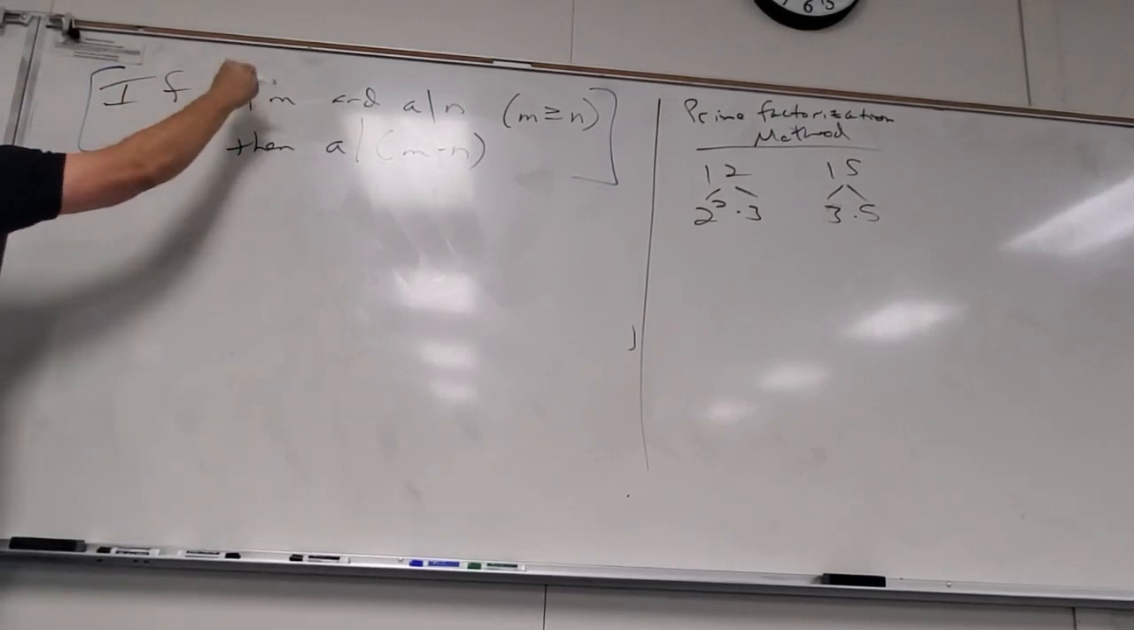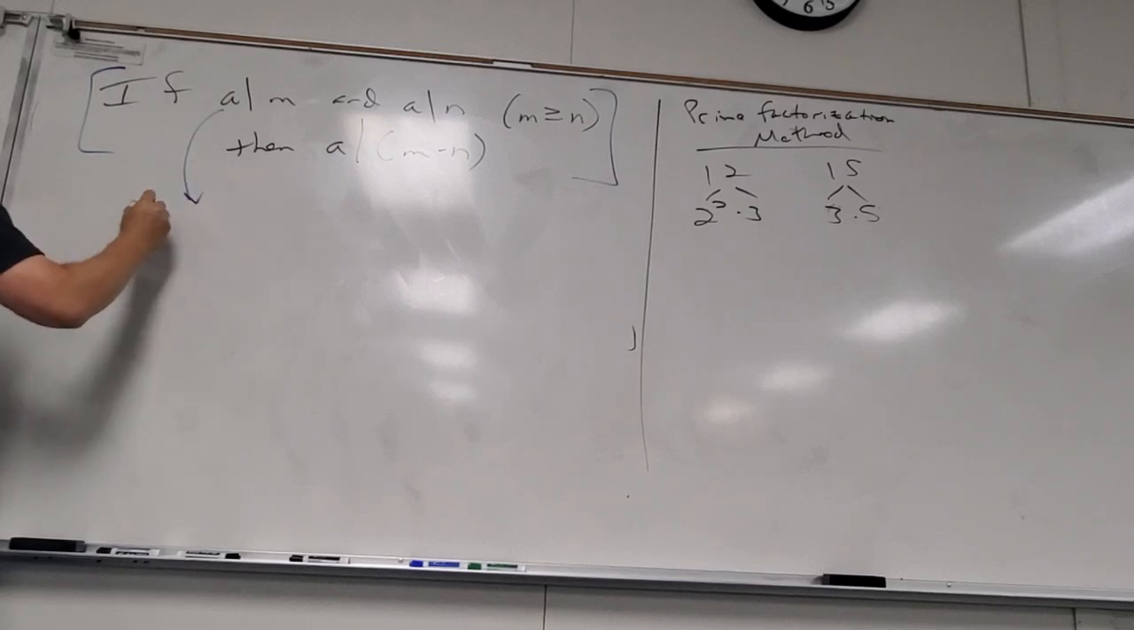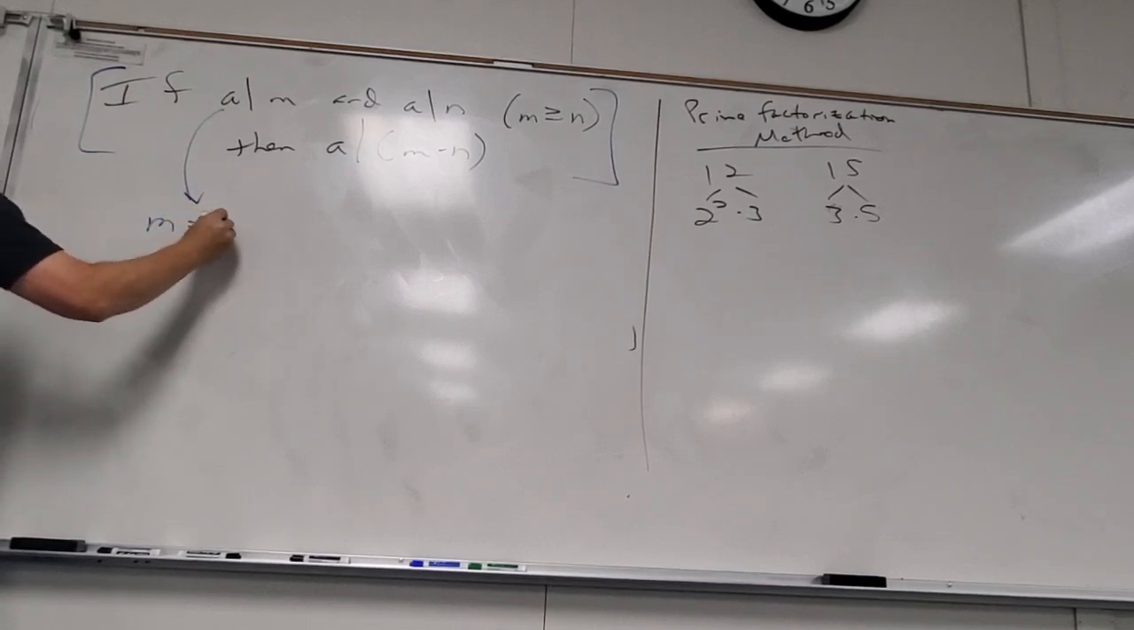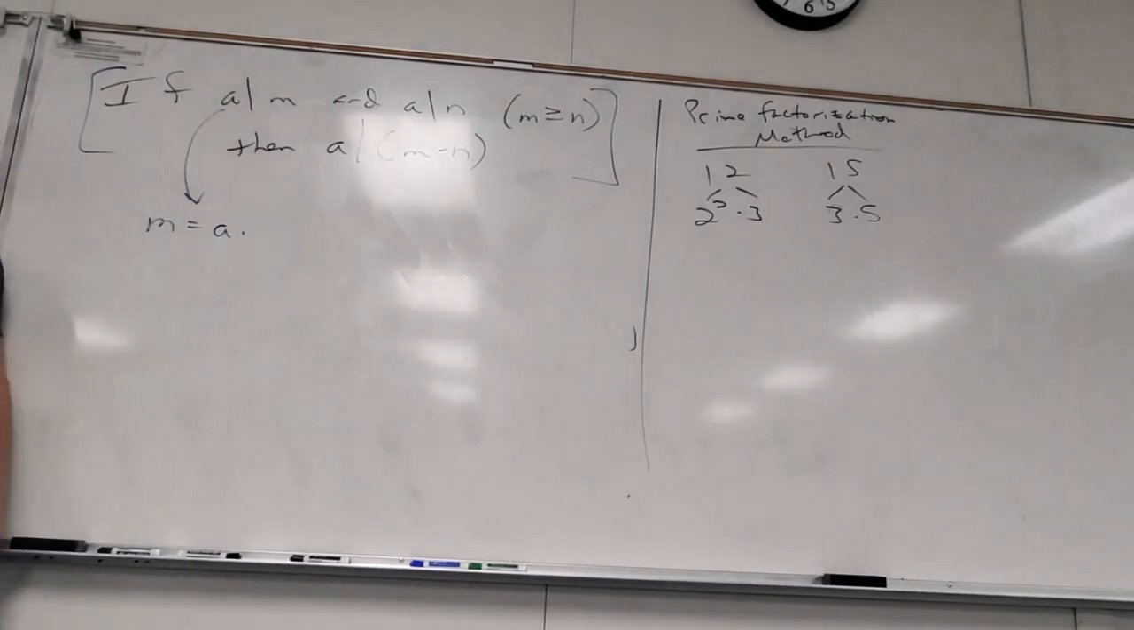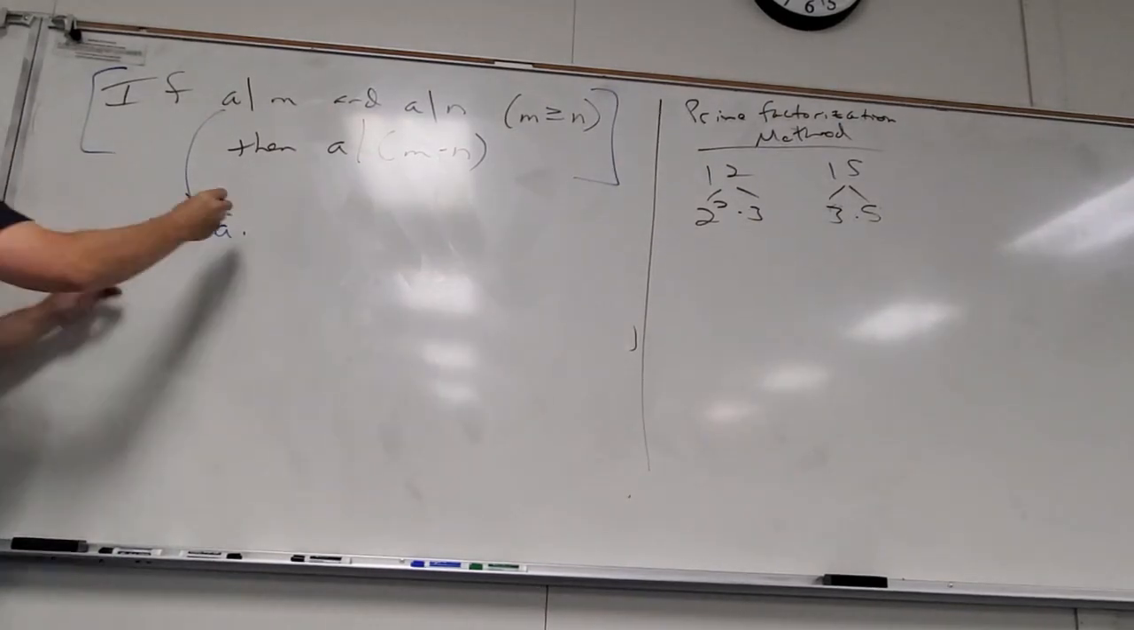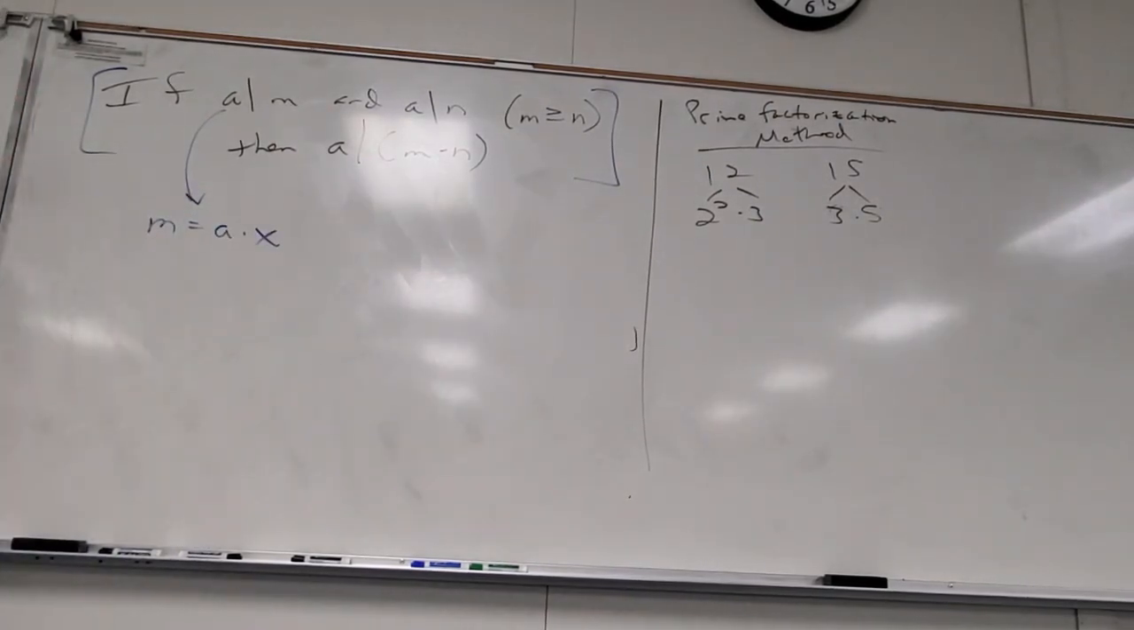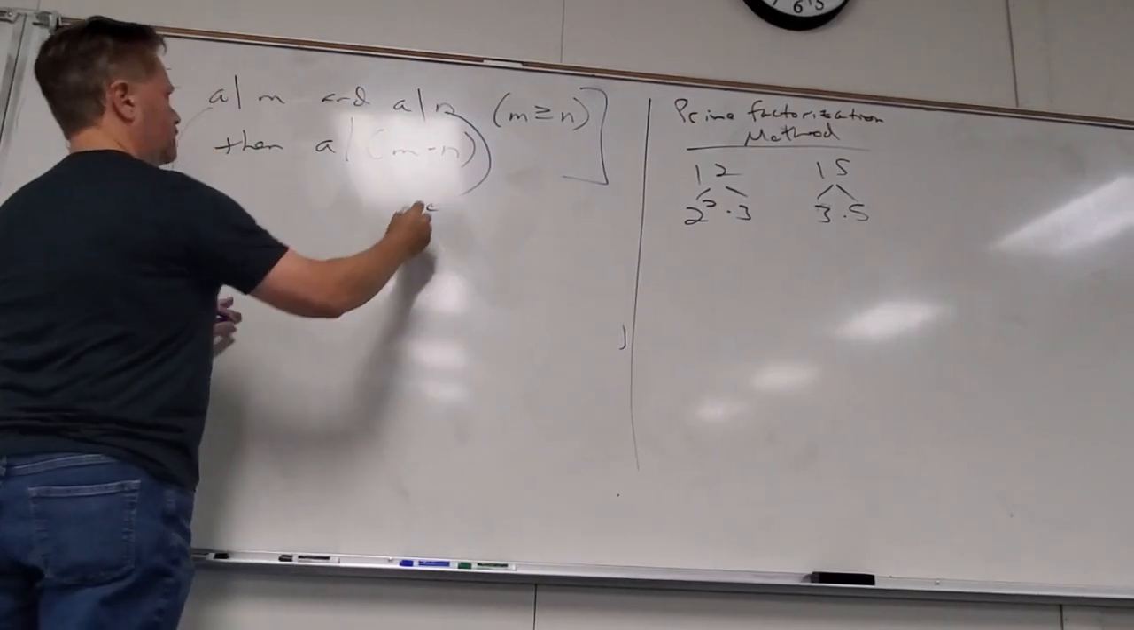We know that this is true. So I can immediately write down that M equals A times something. Let's just say x. Is that all right? You guys with me? Just like 2 divides 12 because 12 equals 6 times 2. So what can I write for this guy? Be very careful.